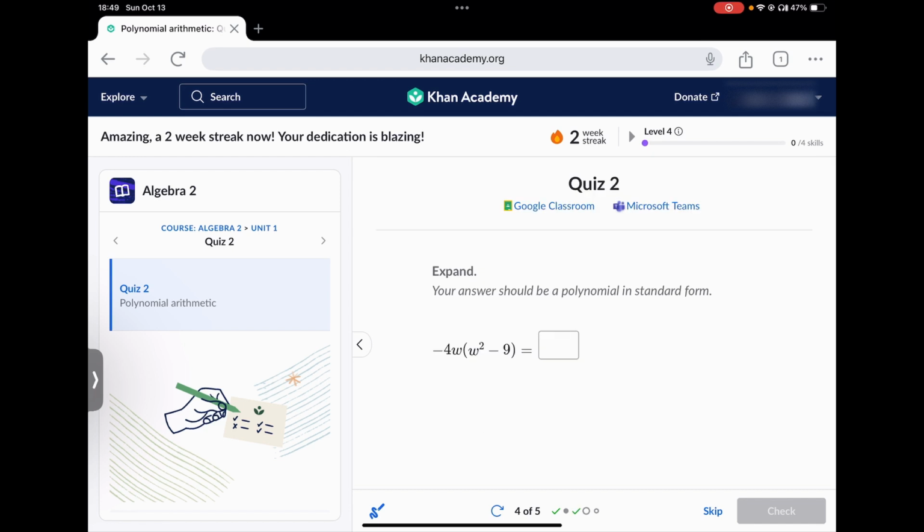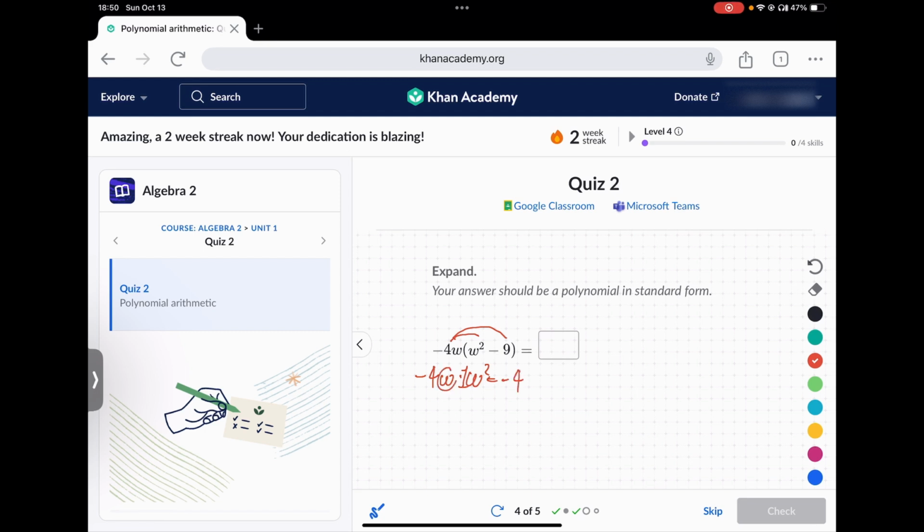Question 4 wants us again to distribute this. Same way as question 2, you're going to distribute negative 4w and multiply each term. So the first one, negative 4w times w squared. Omitting 1. So if you multiply each coefficient, negative 4 times 1, negative 4, and w, that is omitting the power of 1, times w squared, it's 1 plus 2, 3, so it's going to be w cubed.